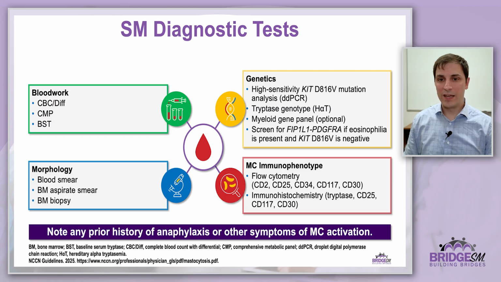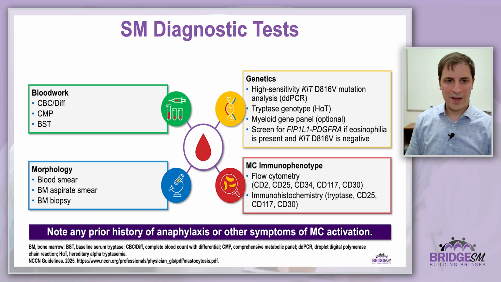Genetics on the top right are also very important. KIT D816V is, as we talked about, a driver mutation for the disease. This is also detectable in peripheral blood. We also look for tryptase genotype, also known as testing for hereditary alpha-tryptasemia, and a handful of other things as well. The other things that formalize the diagnosis of mastocytosis are the bottom two here, morphology and immunophenotype.